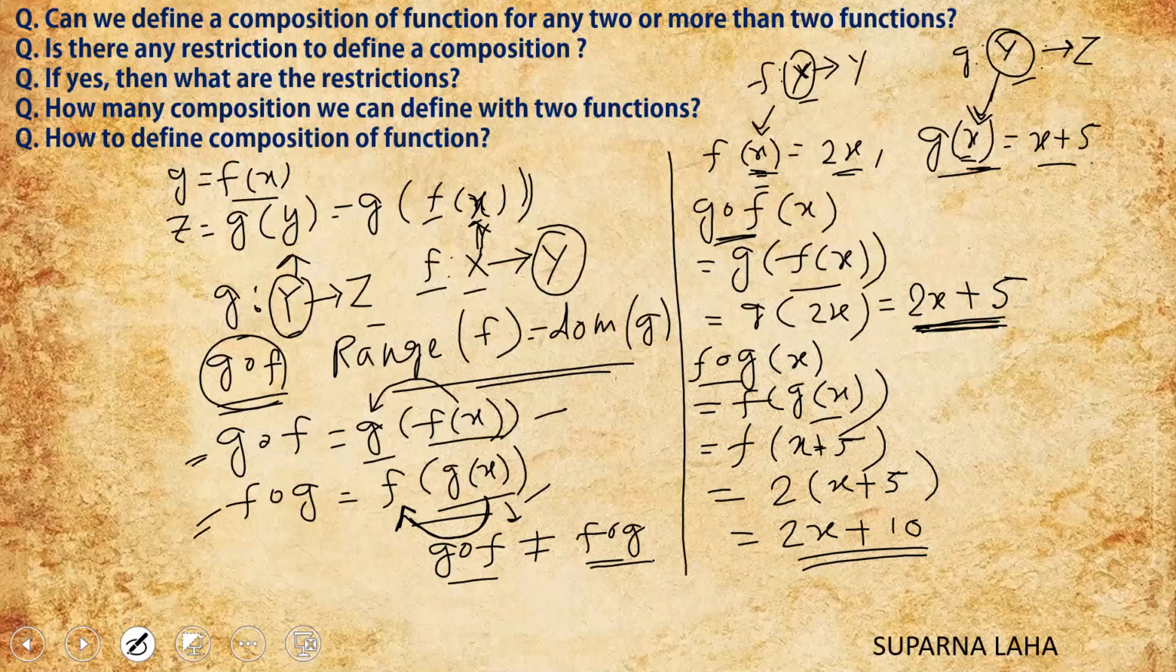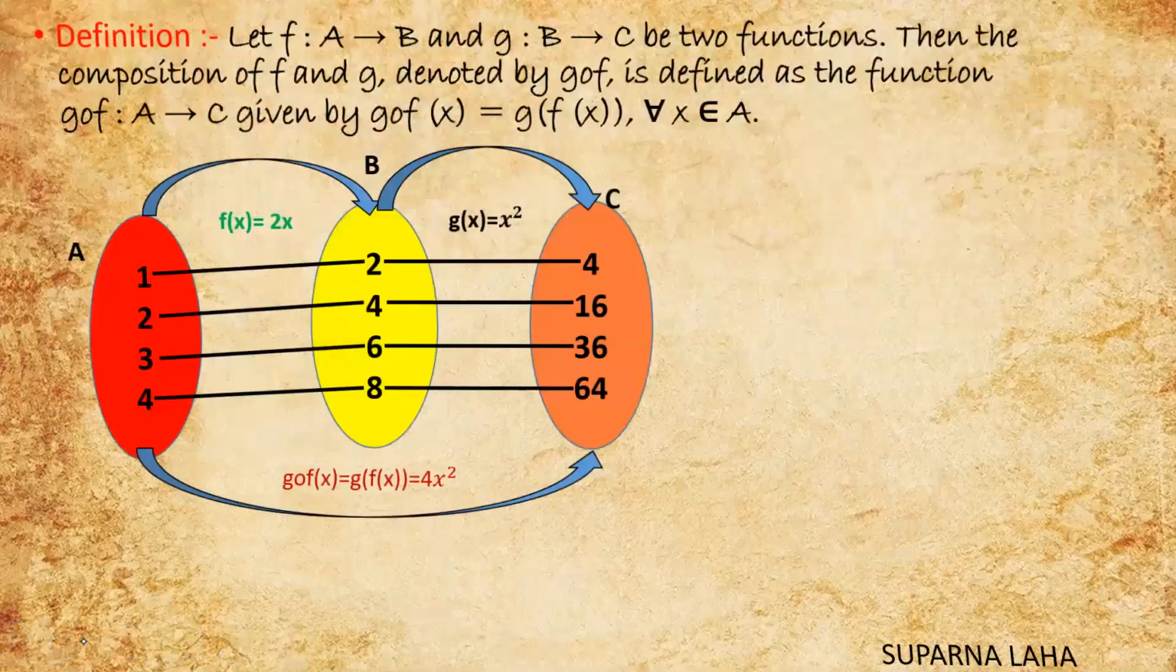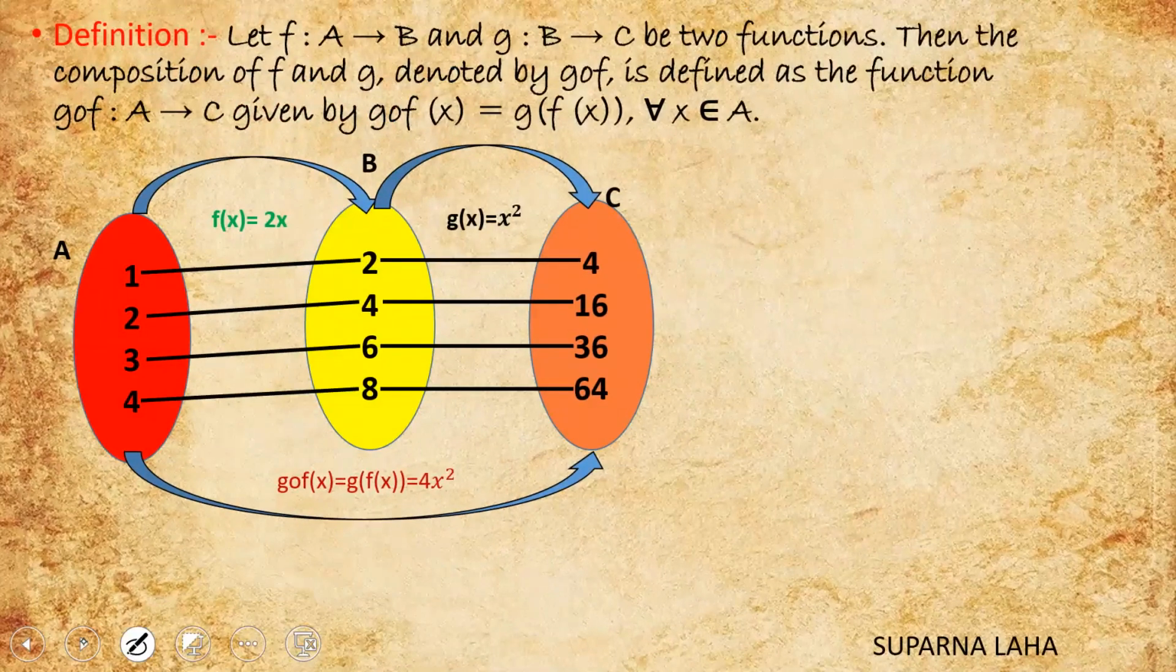Now how to define the composition function? Let's check how to define the composition function. Here I am taking a function f from A to B, and g another function from B to C. So let's take an example. Here I am taking f(x) equal to 2x defined from set A to B, and g(x) another function from B to C, where the definition of g(x) is x square. Then the composition of f and g, denoted by g of f, is defined as the function from A to C.